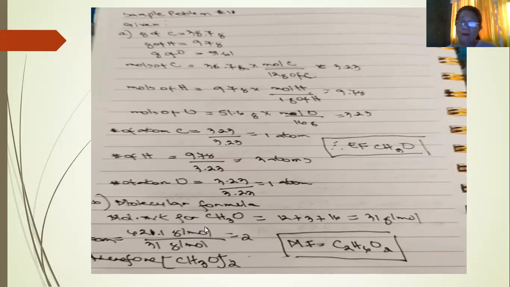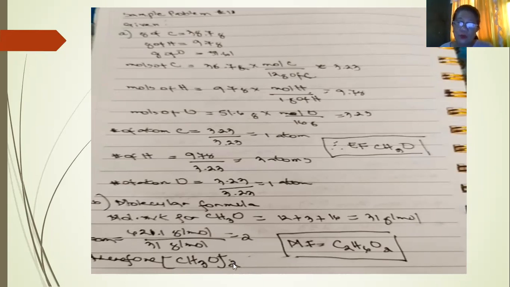But how are we going to get the molecular formula? First, you get the molecular weight of the empirical formula, CH3O, that is 12, then 3 and 16, which is 31 grams per mole. Then the given, which is 62.1, divided by 31, meaning there are 2 atoms of each element. The molecular formula is the empirical formula CH3O multiplied by the subscript 2.